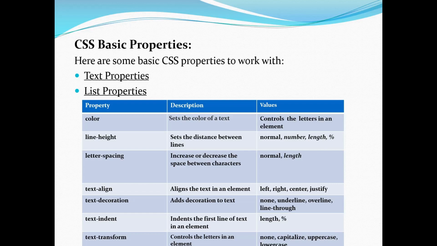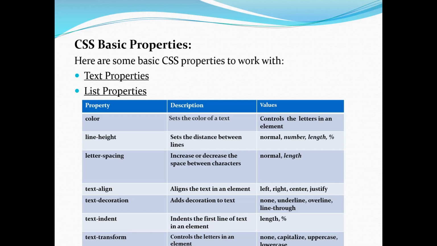If you have to give a certain distance between the lines, we use the line height property. That is for the lines. And letter spacing is between the characters. So line height is between the sentences, letter spacing is between characters. If you want to give space between your characters, you are going to use letter spacing.